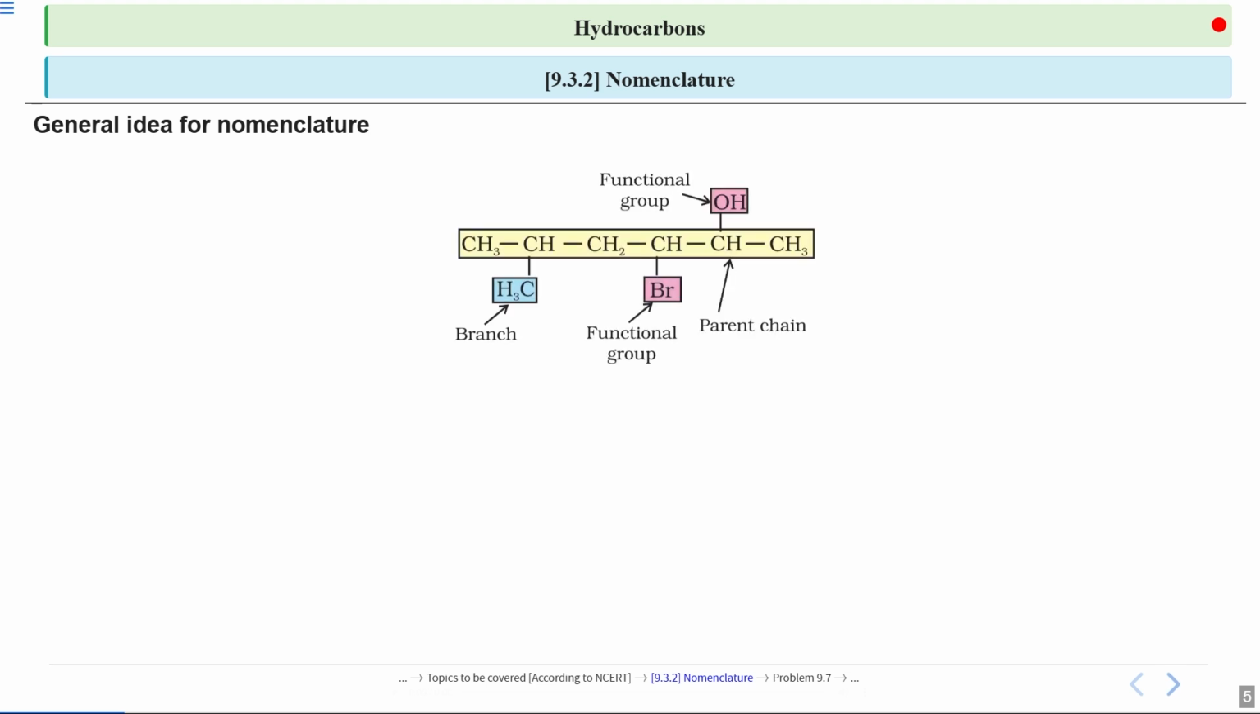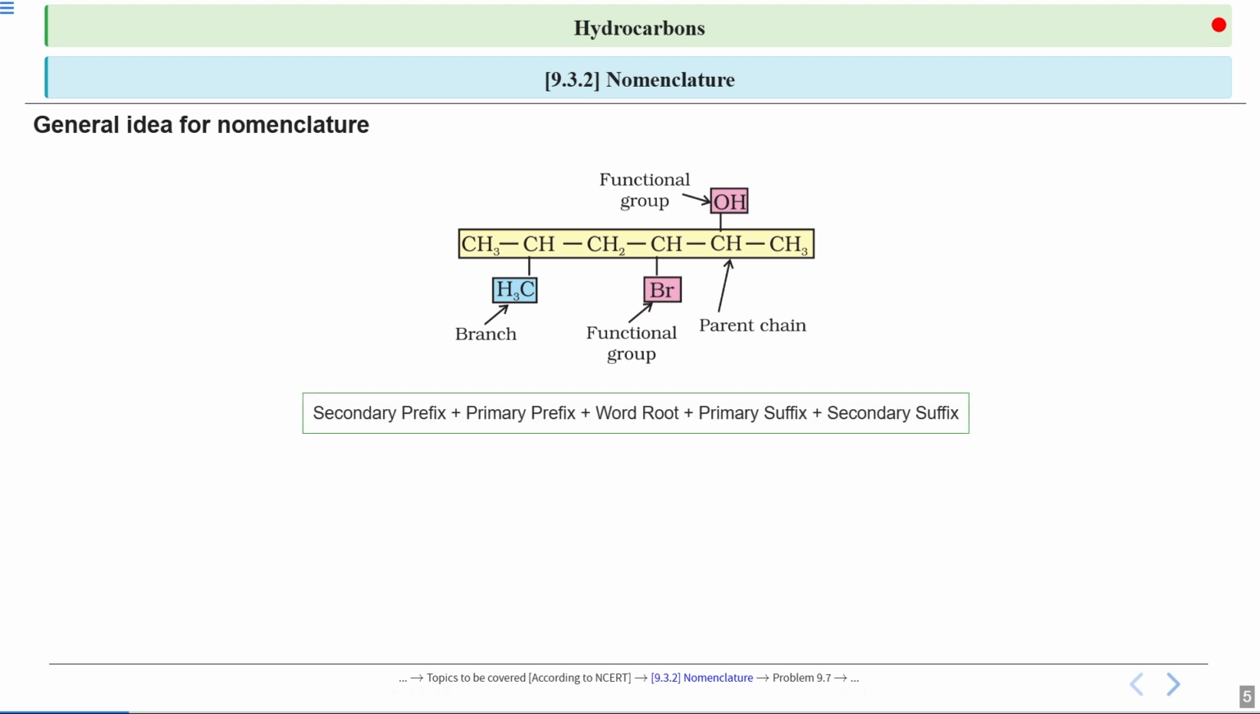Now we have seen this image, so this is a visual representation which will be used to name the parts of the nomenclature that we are going to see. Let us break down each part. So first of all, the structure for naming the hydrocarbon is in this way. So first we have secondary prefix, then we have primary prefix, word root, primary suffix, and then secondary suffix. Now what are these used for?